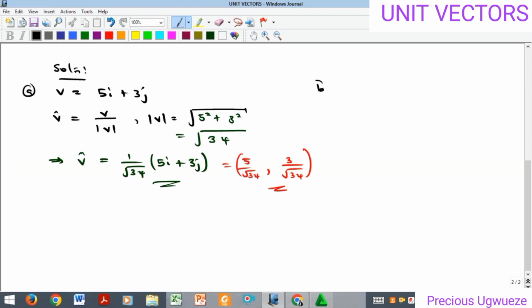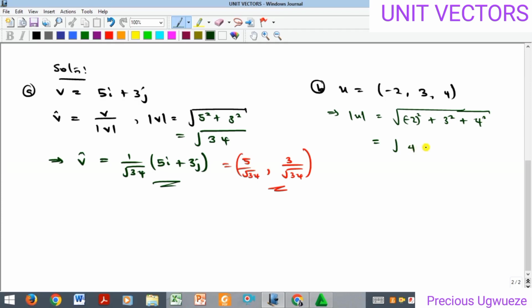Okay, our B here says that we have vector u, which is equal to (-2, 3, 4). The first thing we will need is the magnitude. The magnitude is the square root of (-2) squared plus 3 squared plus 4 squared, and (-2) squared is 4, so we have 4 plus 9 plus 16. If we take this, we are going to have the square root of 29.